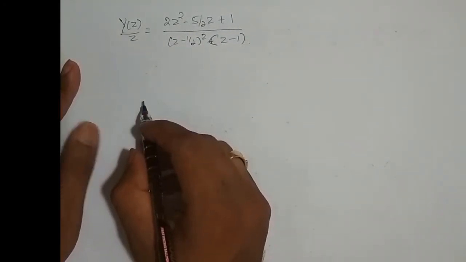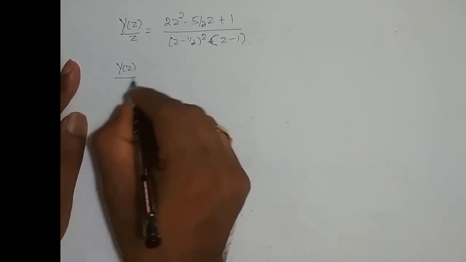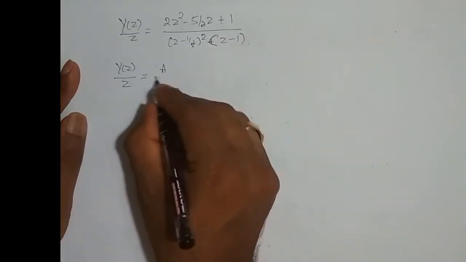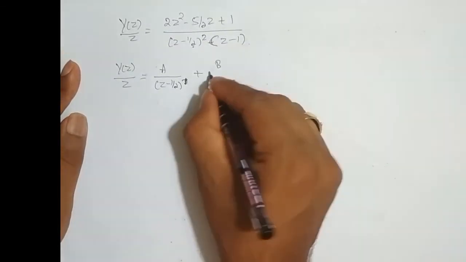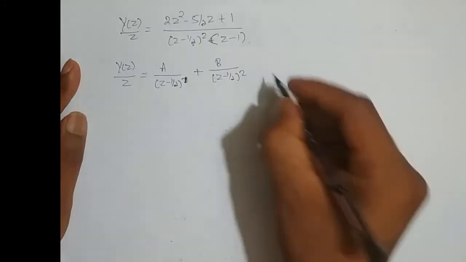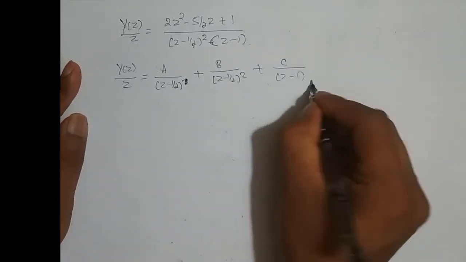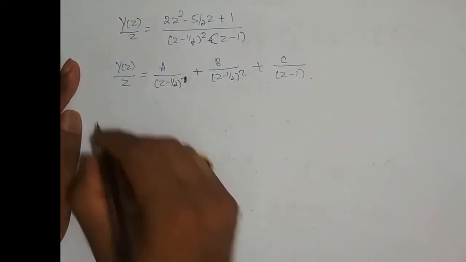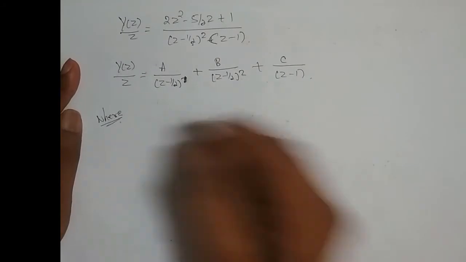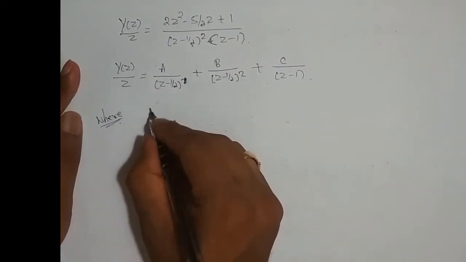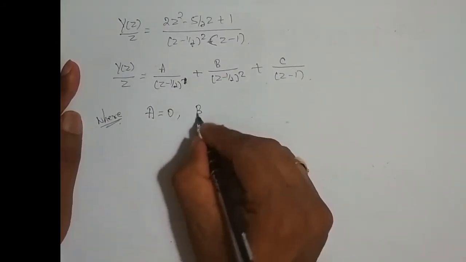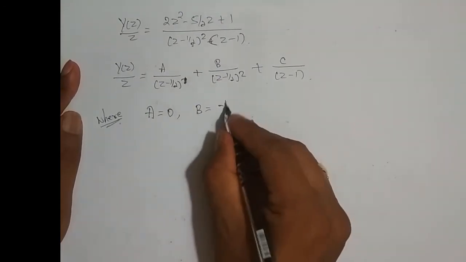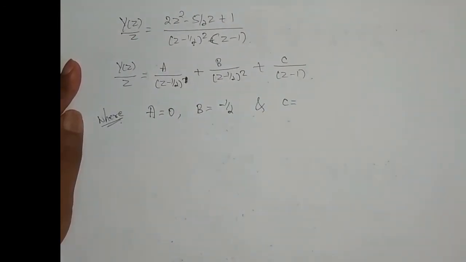Okay. Now I need to perform partial fraction expansion. So what do I get? Y of z by z is, it's a repeated root. How do we perform repeated root? So this is a divided by z minus 1 by 2, plus b divided by z minus 1 by 2 whole square, plus c divided by z minus 1. Since I have solved many problems on repeated roots, I am not writing the formulas. I'll directly give you the values of a, b and c. Where a we get 0, b we get minus 1 by 2, and c we get 2. Just check these values.